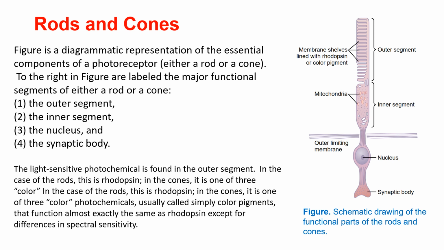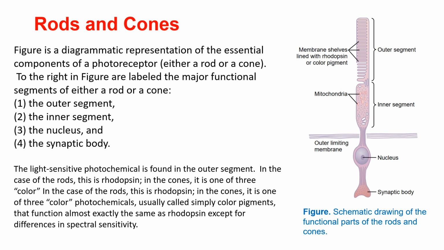Rods and cones. Figure is a diagrammatic representation of the essential components of a photoreceptor, either a rod or a cone. To the right in the figure are labeled the major functional segments of either a rod or a cone: 1. The outer segment, 2. The inner segment, 3. The nucleus, and 4. The synaptic body.